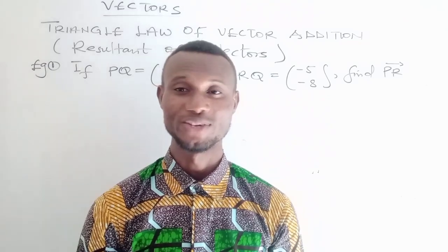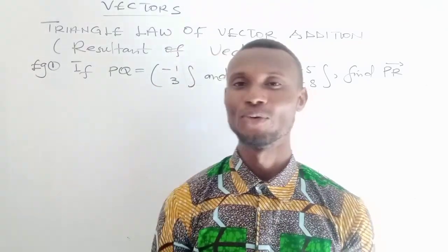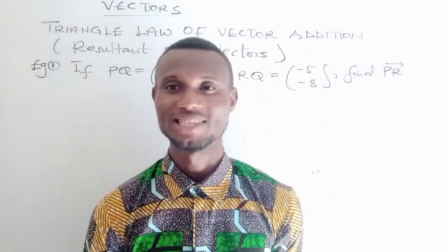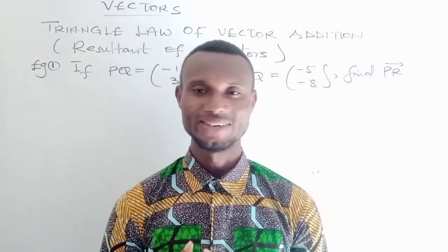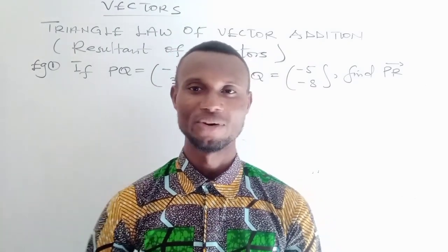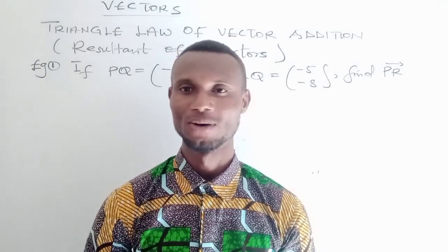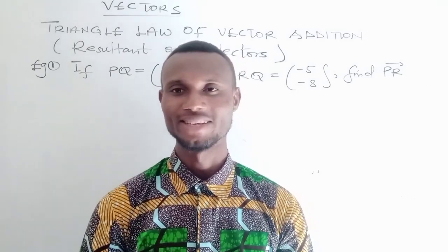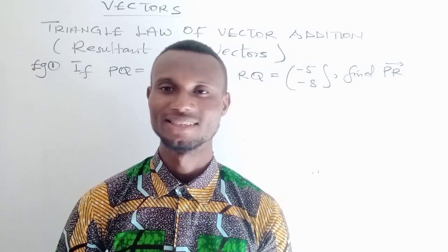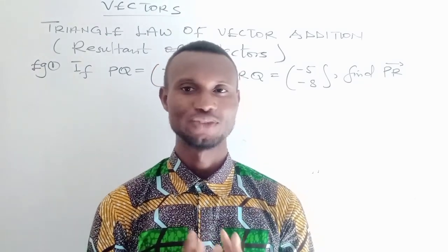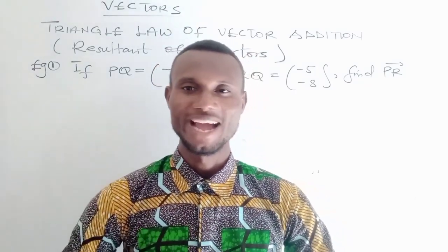You can see that I have an example on the board that I want to solve with you, but before we tackle the example that I have on the board, as usual, I'm going to do a brief explanation on the resultant of vectors. Then when you gain the understanding, we can proceed and solve the example that I have on the board.